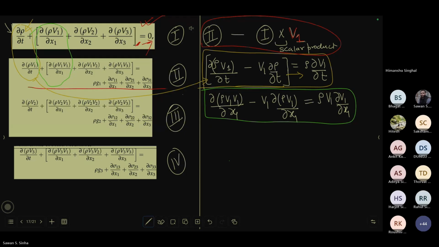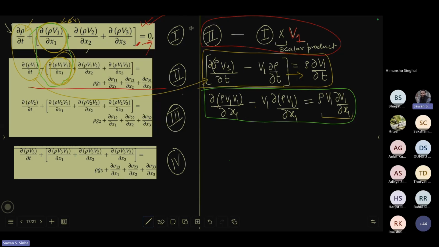Then I focus on the second group of terms here. In the continuity equation, this is the term, and in the V1 equation, this is the term here. I'm going to subtract V1 times this from this term here. That's what I have written here. Again, applying the product rule of differentiation, you will get this.